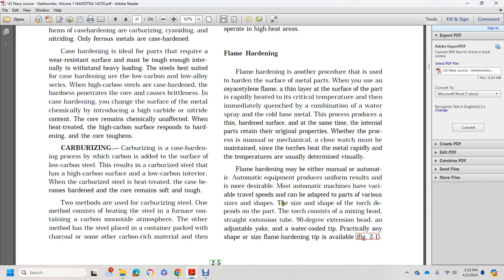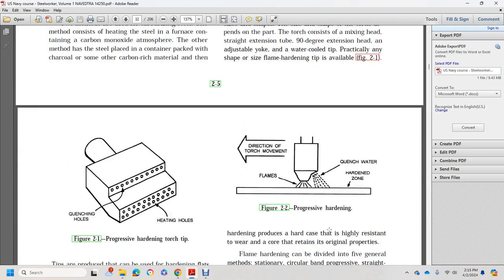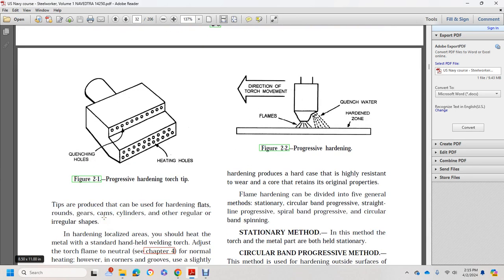The size and shape of the torch depends on the part. The torch consists of a mixing head with an extension tube, a 90-degree extension head, an adjustable yoke, and a water-cooled tip. Tips are available for any shape or size of flame hardening, as shown in Figure 1. Figure 1 shows progressive hardening and the torch tip with the heating holes and the quenching holes. Tips can be produced for hardening flats, rounds, gears, cams, cylinders, and other regular or irregular shapes.